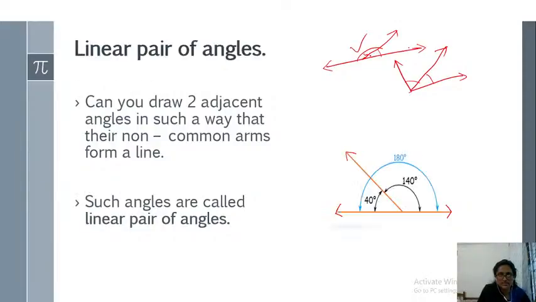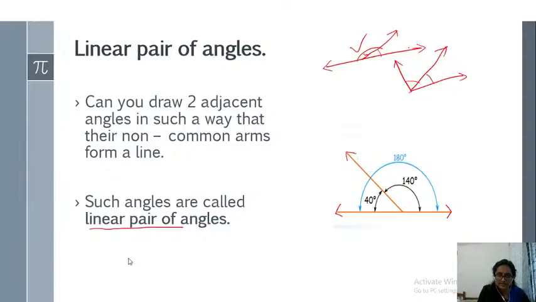Such a pair of angles is called a linear pair of angles. So remember, linear pair of angles. Two angles are said to be a linear pair of angles when they are adjacent as well as their non-common arms form a line. That is, when the sum of two adjacent angles becomes 180 degree.